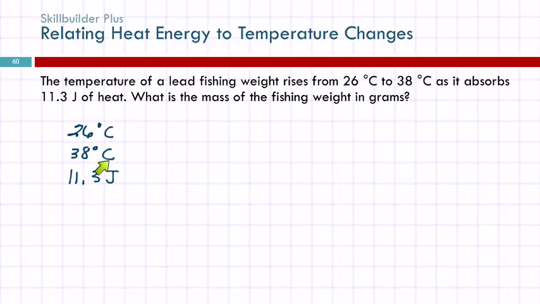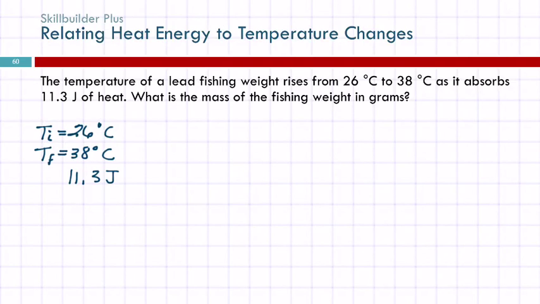The unit here tells us those are temperatures. The word tells us too, but temperature. We identify the initial temperature and the final temperature from the description that's given, right? The temperature rises from 26 to 38. So 26 is the initial temperature, and 38 is the final temperature. It absorbs 11.3 joules of heat.